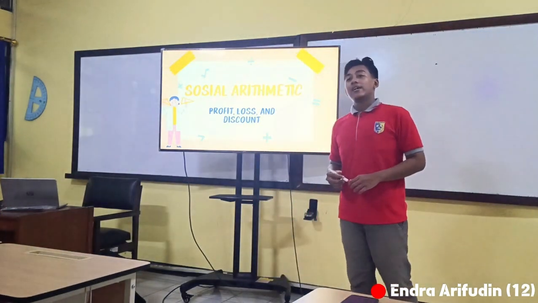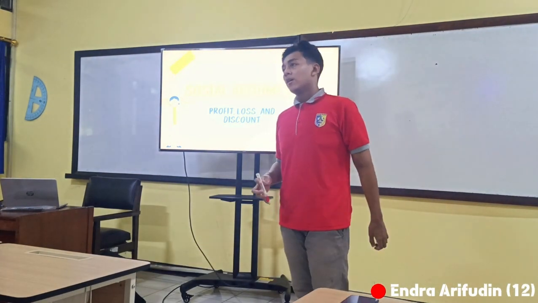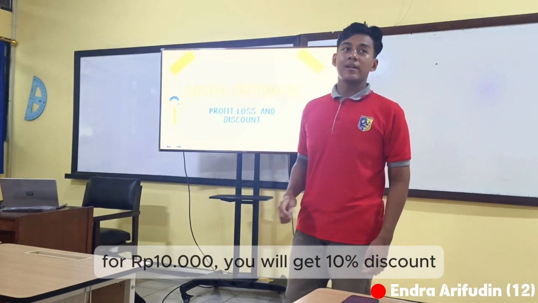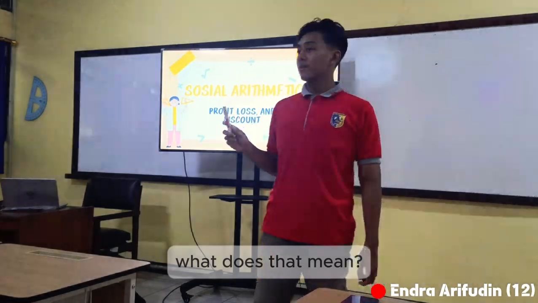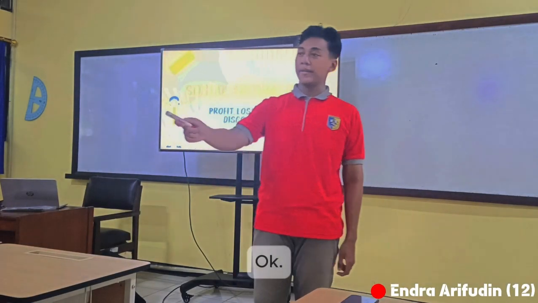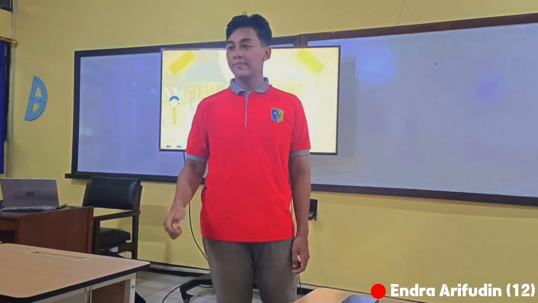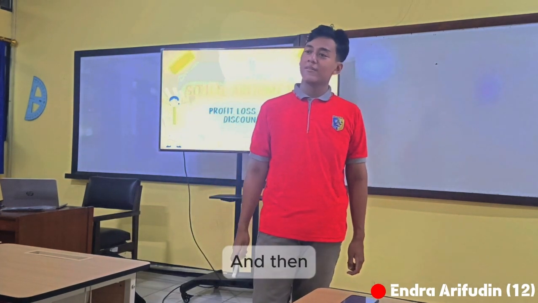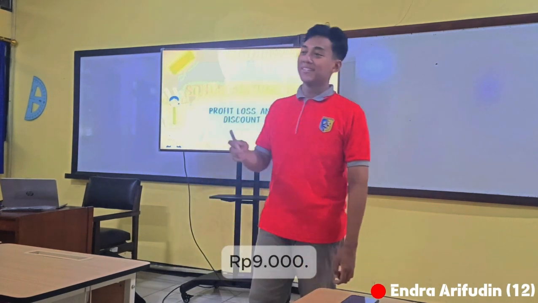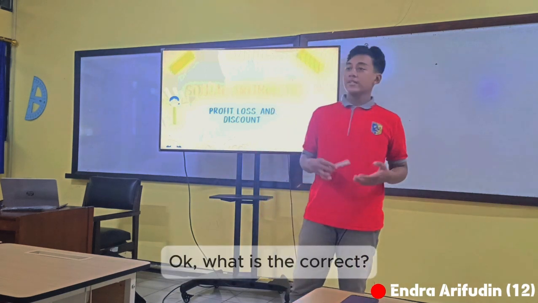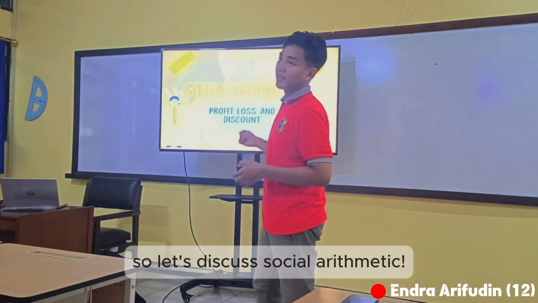For example, when you buy chocolate in a shop for 10,000 rupiah, you will get a 10% discount. What does that mean? I got a discount of 1,000 rupiah. Okay, and then it means I only need to pay 9,000 rupiah. Okay. So let's discuss social arithmetic.